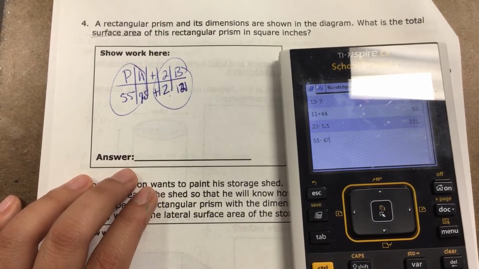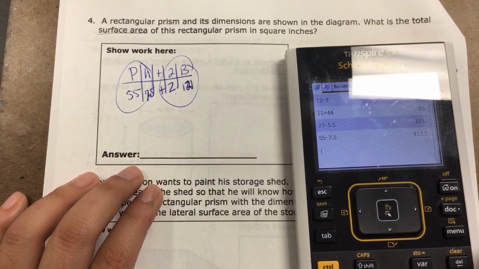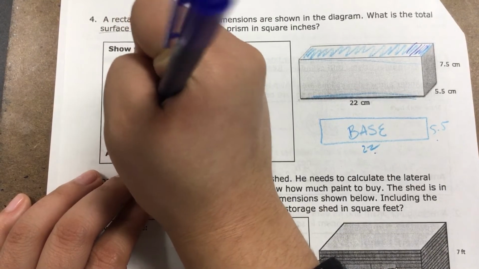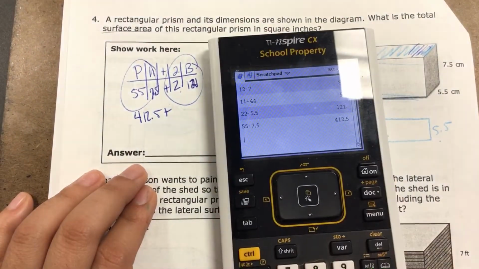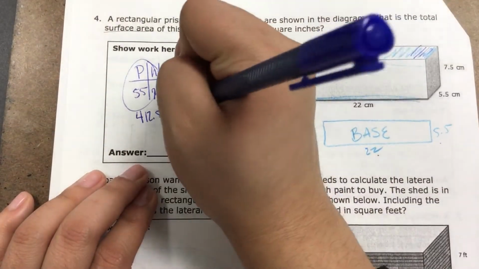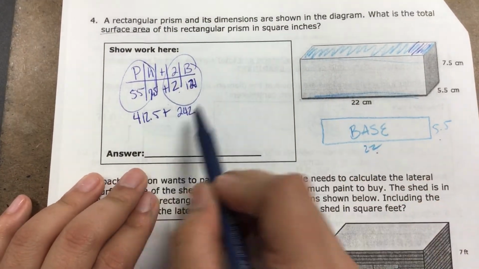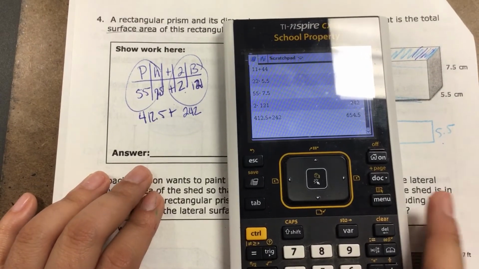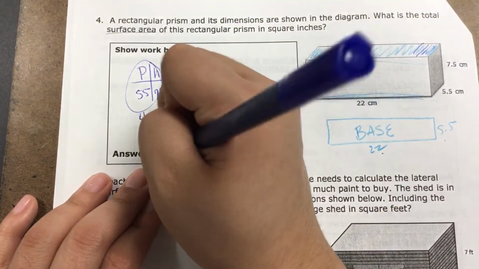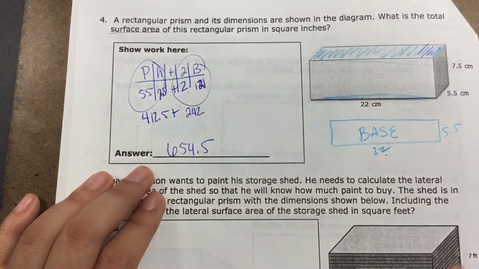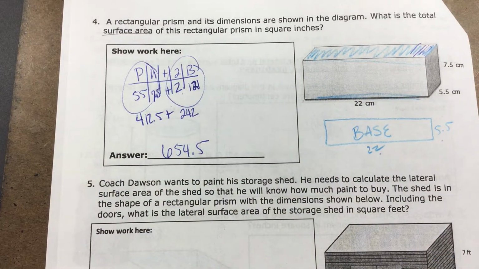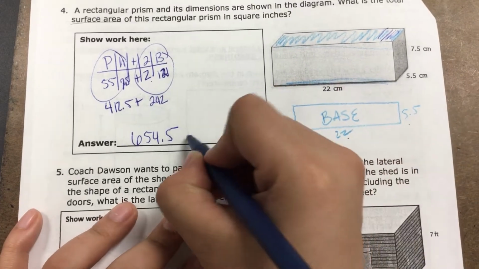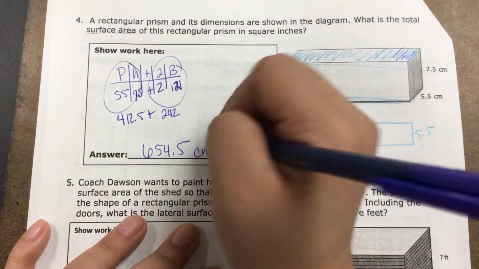So 55 times 7.5, and we end up with 412.5. 412.5 plus 2 times 121, 242. So let's go ahead and add those together. 412.5 plus 242, and we end up with 654.5. Now let's go ahead and look at our units. We have centimeters, and since we were talking about surface area, it's centimeters squared.